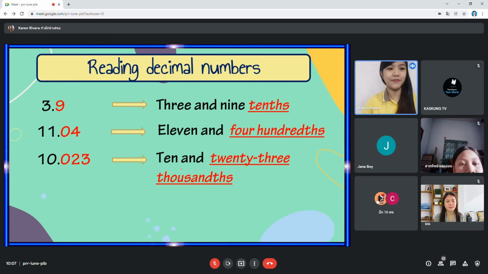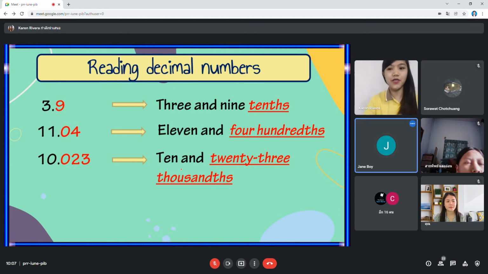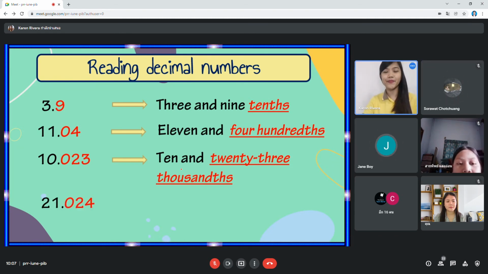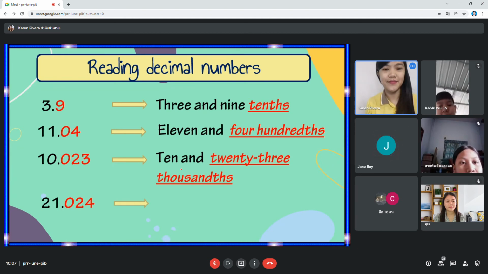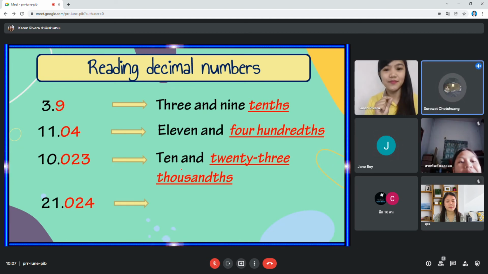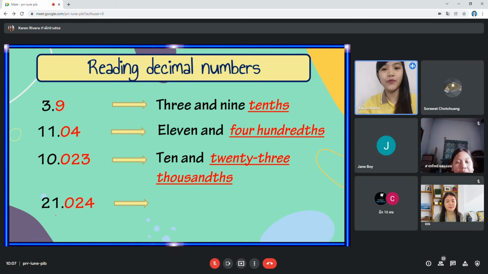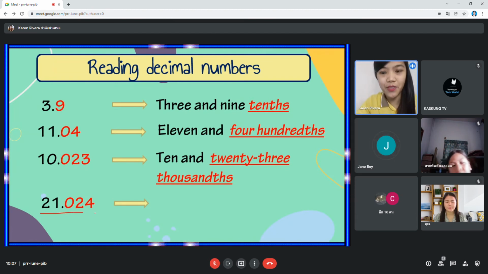Next, Sorawat. Where is Sorawat? I'm here. Sorawat, can you read this number? Okay, go. 24 thousandths. How about this whole number? How will you read it? 10 and 24 thousandths. Is it 10 and 24 thousandths? Sorawat, what number is this?